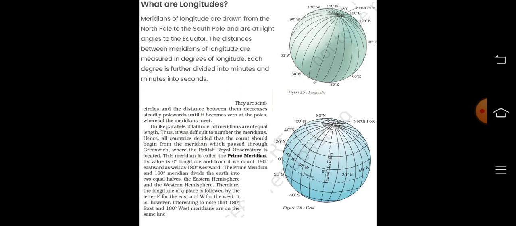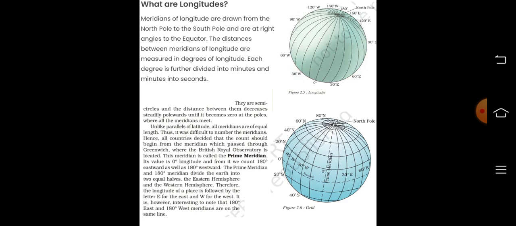They are semicircles and the distance between them decreases steadily polewards until it becomes zero at the poles, where all the meridians meet. Unlike parallels of latitude, all meridians are of equal length. Thus, it was difficult to number the meridians.